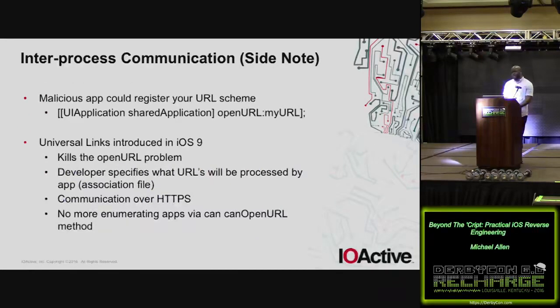The problem though is, as we mentioned when we started out, a lot of these bugs are now being closed. The URL scheme attack is pretty much dead in iOS 9, because they have introduced universal links, right? The developer can now specify the paths that will be opened or processed by the application. Communication is done over HTTPS. Also, prior to iOS 9, you could enumerate what apps were installed on the device using the canOpenURL method. That's no longer the case.